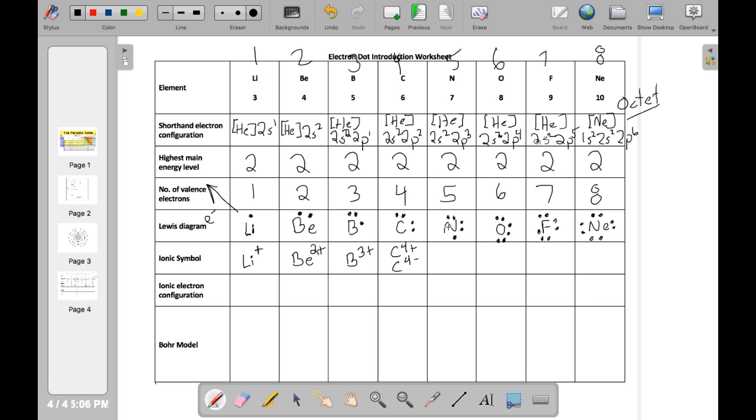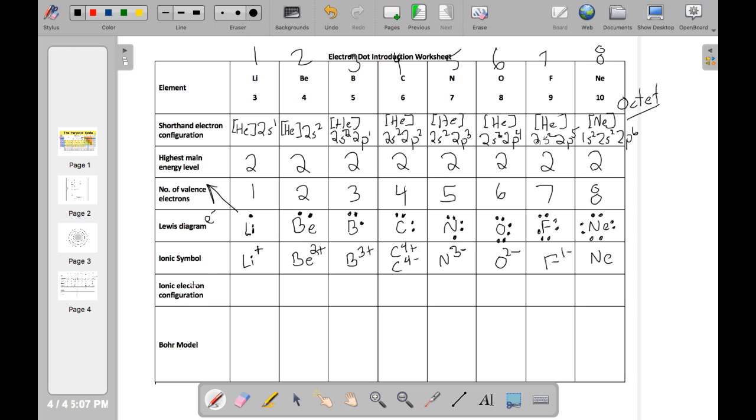Okay, now think about this. These are going to gain electrons. This is going to be much easier for nitrogen to gain 3 electrons. Okay, and all those electrons are negative charges. So that's just going to be 3 minus. Oxygen, 2 minus. Fluorine, 1 minus. And neon's just here. It's not going to gain or lose.